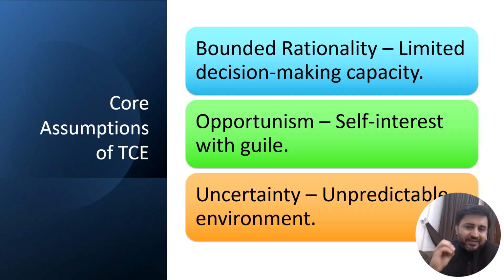There are a few core assumptions of transaction cost economics that we need to understand, that are the foundation of it. The first thing is bounded rationality. Bounded rationality means limited decision-making capacity. We know that it is not possible for a human to know 100% of the information about anything. The second thing is opportunism. Obviously, whatever company is making the decision, its self-interest is its core priority. And the third thing is uncertainty. Things are unpredictable, the environment is unpredictable. So these are the core assumptions of TCE.